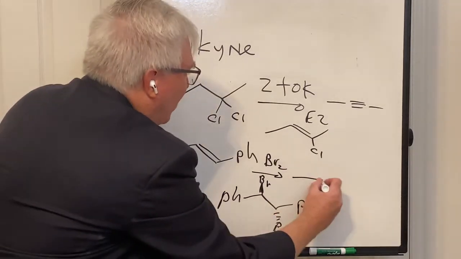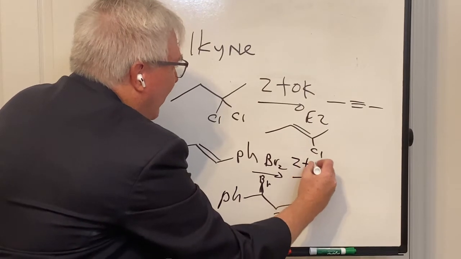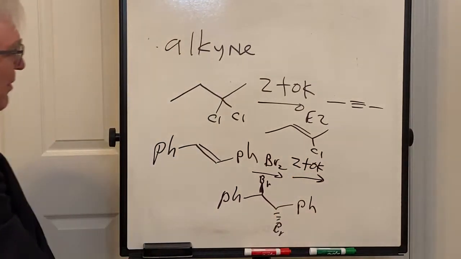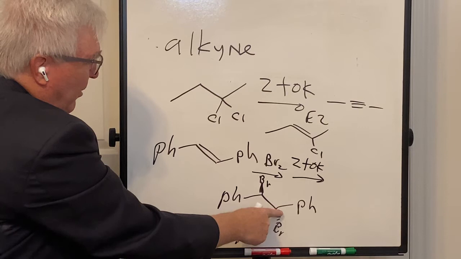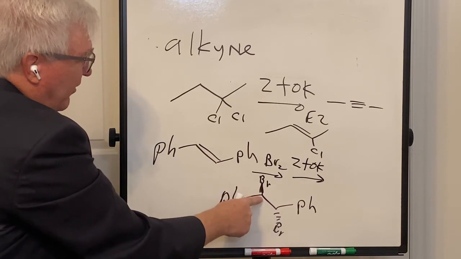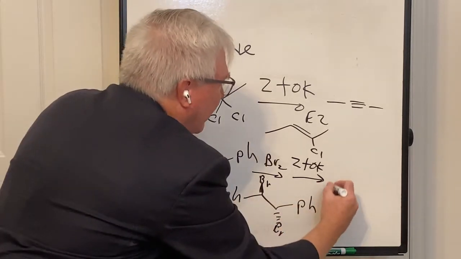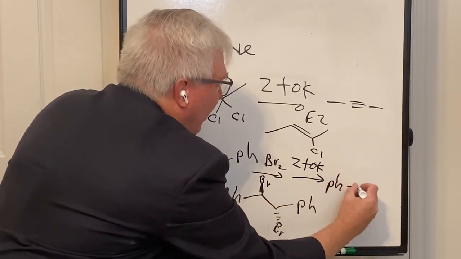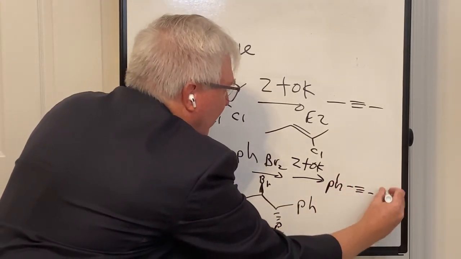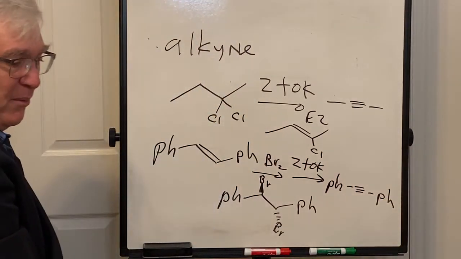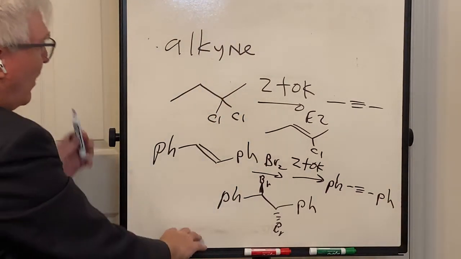And then let's do 2 t-butoxides, 2 potassium t-butoxides. Well, here's a beta proton to this leaving group, and there's another hydrogen here, beta to that bromide. So the product in the end is this. I think you can do the 2 E2 eliminations to give that product.